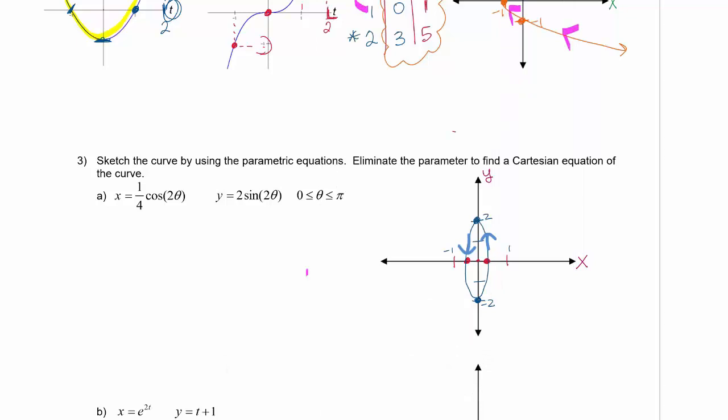So I need to eliminate the parameter algebraically. So I am not going to solve for theta and then substitute it in here.